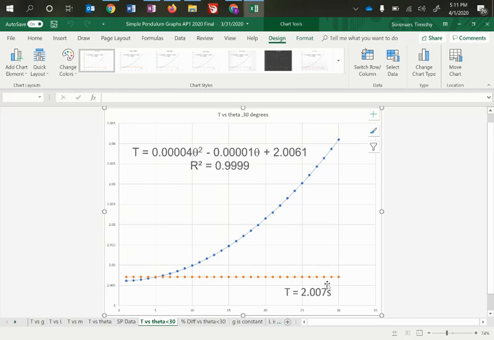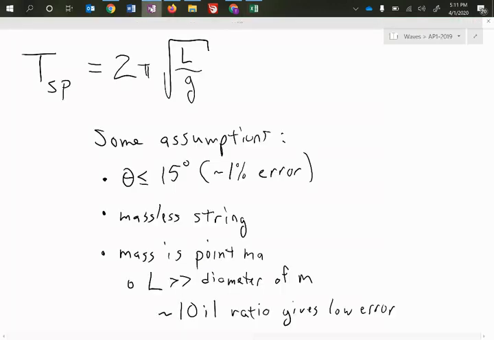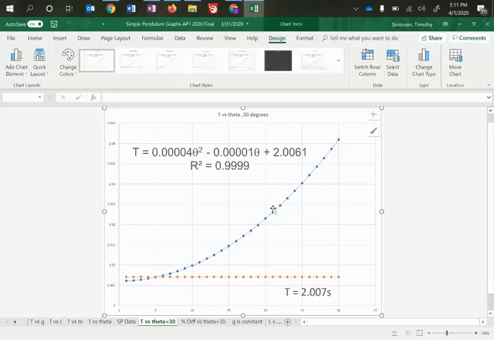But what I did is I took all the things that we kept constant, little g, 9.8 meters per second squared, and L of 1 meter, and I used that equation here. I put in 1 meter, put in 9.8 meters per second squared, and I calculated, and I got 2.007 seconds. And you'll notice that if we're down here close to 15 degrees or less, we're very close, especially 10 degrees or less are pretty darn close.